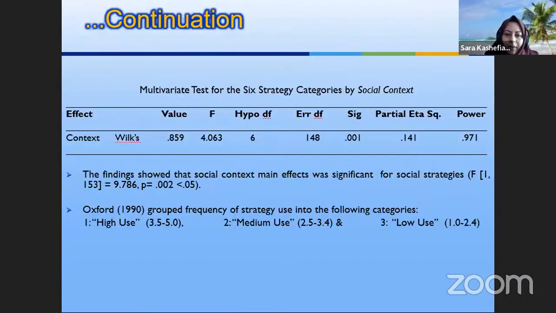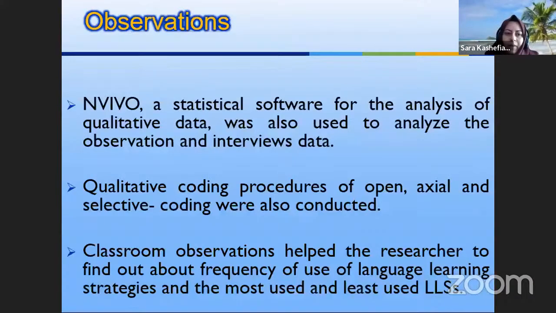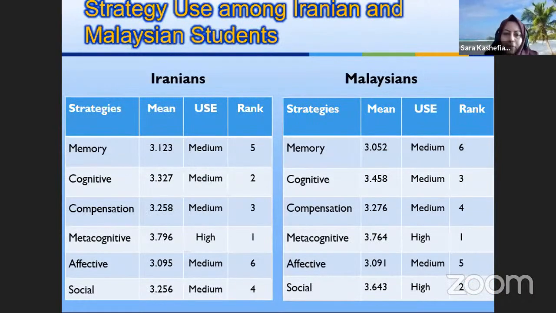All right. So you see, when we wanted to do some kind of classification, we also made use of Oxford's range. For example, Oxford said between this and this, they are medium users. Between this and this score, they are low users. If their mean is this and this, they are high users. So we noticed that Iranians are high users of metacognitive strategies, while Malaysian students were high users of metacognitive and social strategies. As for the rest of the strategies, they use them at a medium range.